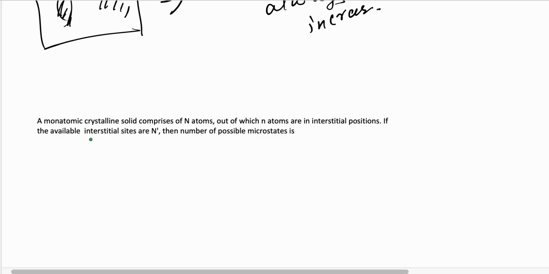If the available interstitial sites are N prime, then the number of possible microstates, meaning there are total N prime sites available inside the crystal. Total N number of atoms is there in the crystal, and out of them small n are in the interstitial position. So how many ways can we do that? That is actually the total number of microstates. So let us count these things.